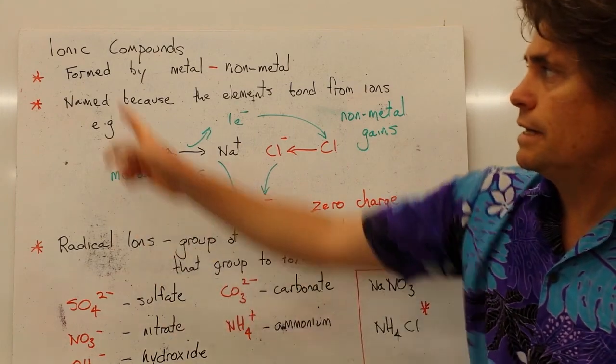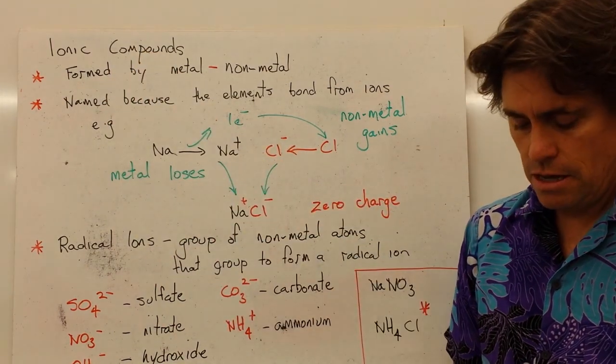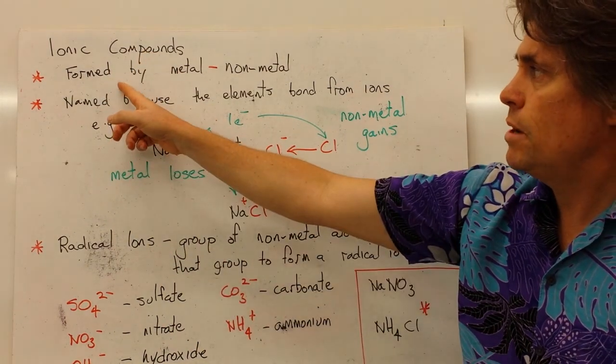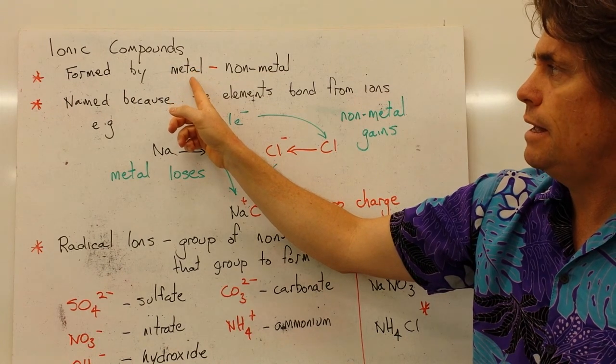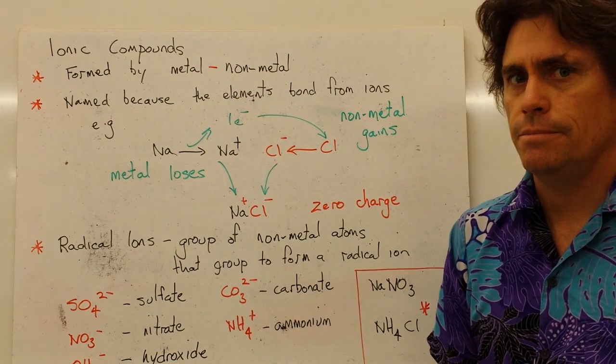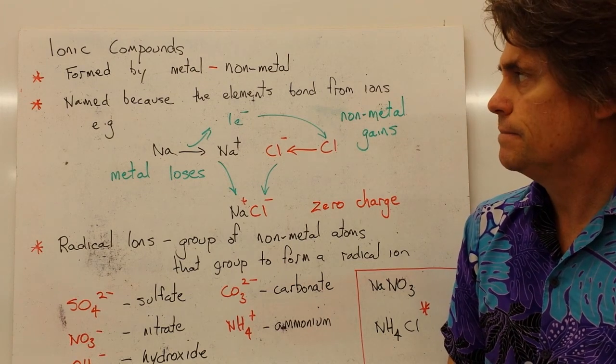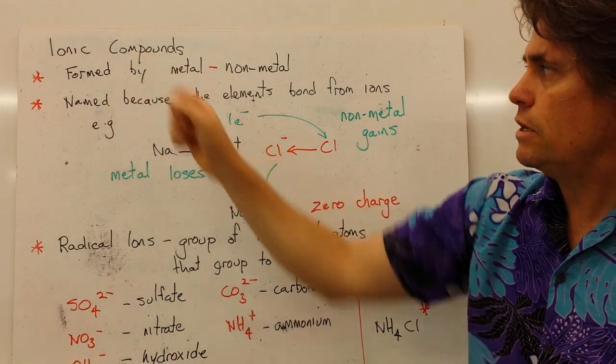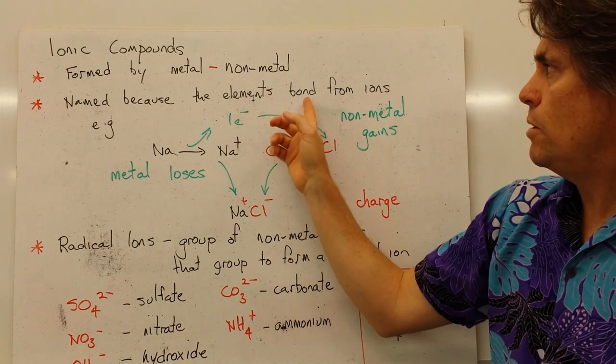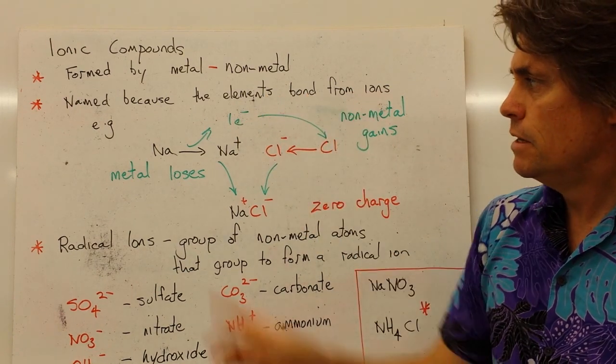Okay, let's have a look at ionic compounds. Ionic compounds are formed by an interaction between a metal atom and a non-metal atom. Now there are some exceptions to this, but we'll talk about those shortly. They're named ionic compounds because the elements bond as ions. So we have an example.